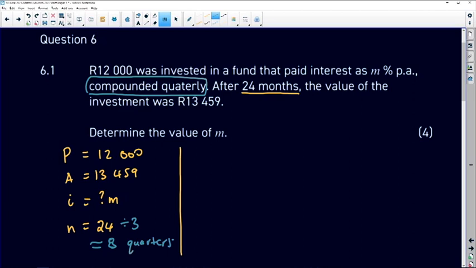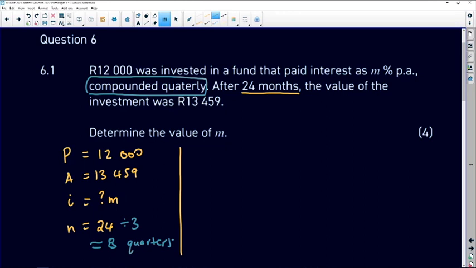Because 24 divided by 4 would give you 6, but 4 months is not a quarter. Quarterly, every quarter takes 3 months. If you're giving me 24 months, it means 2 years. And if I was taking it to 2 years, I would have 2 years times 4, that will still give me 8 quarters. So in 24 months, a quarter is 3 months. If you divide by 3, you get 8 quarters. Very important for you to keep that in mind.